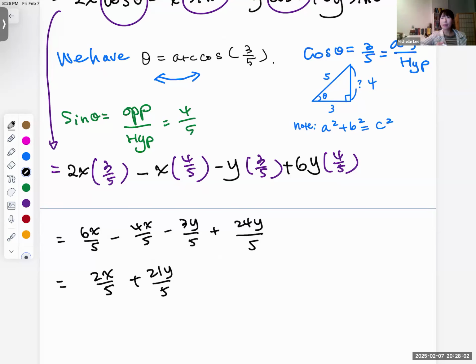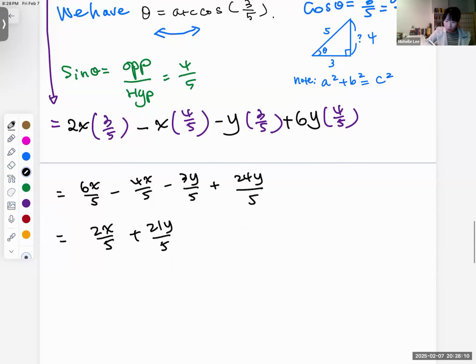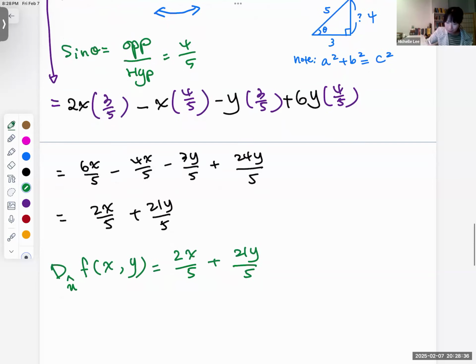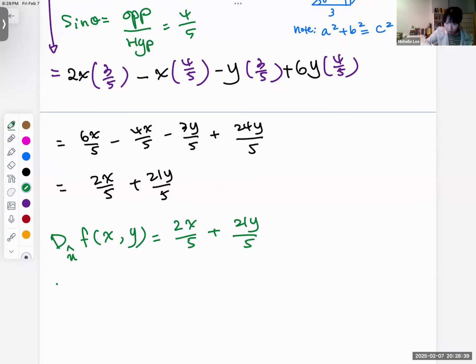So we want to find the directional derivative when x equals -1 and y equals 2, right? So we have 2x over 5, let me make this one, xy first, and plus 21y over 5.